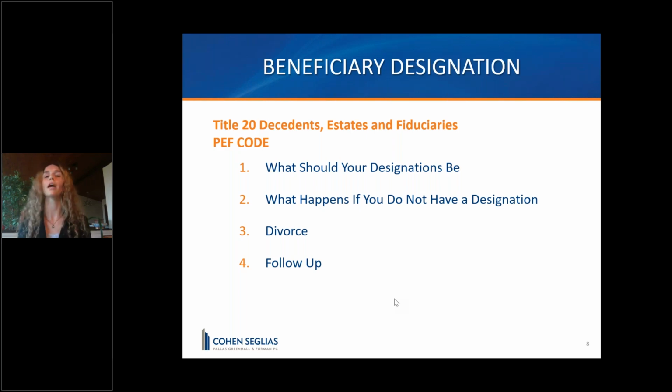So what happens if you don't have a beneficiary designation? Of course, we already talked about this. It depends on the institutional policy. It often reverts back to your estate. So you want to make sure that you do have an estate plan in place. Otherwise, the intestate laws of Pennsylvania come into play, and that will tell us where those assets go.